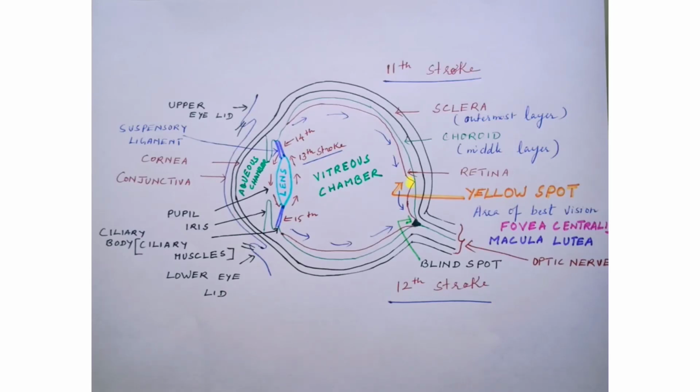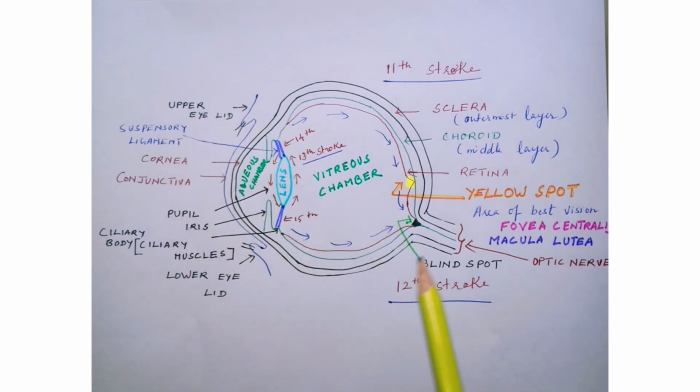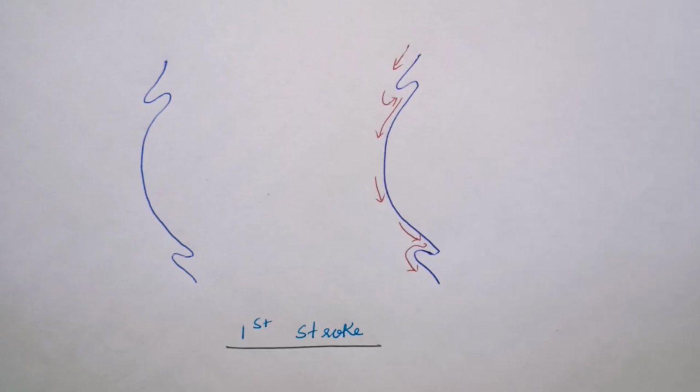Hello everyone. In this video we are going to learn how to draw the internal structure of the human eye. This entire figure we are going to draw in just 15 strokes, and we will also know all the labelings and the functions of the different parts.